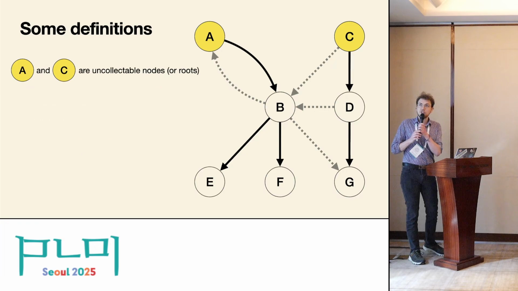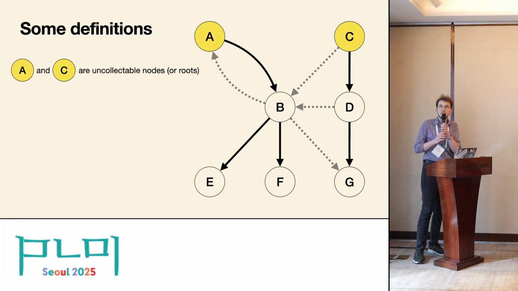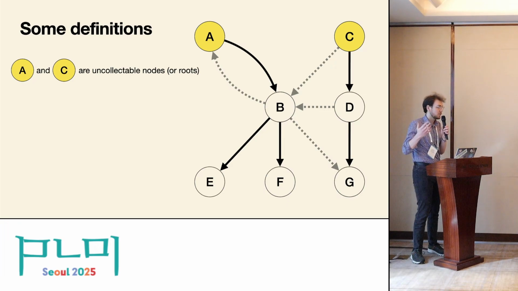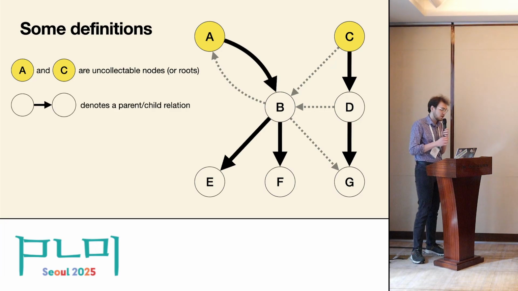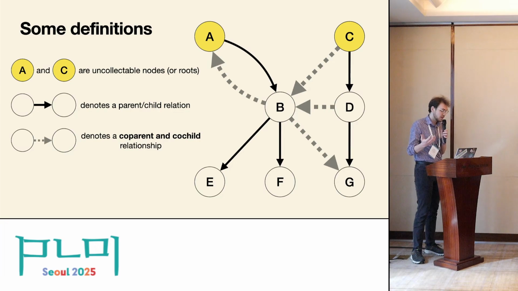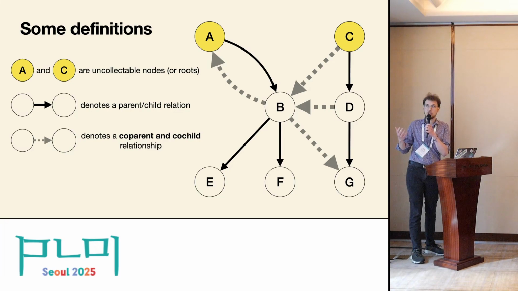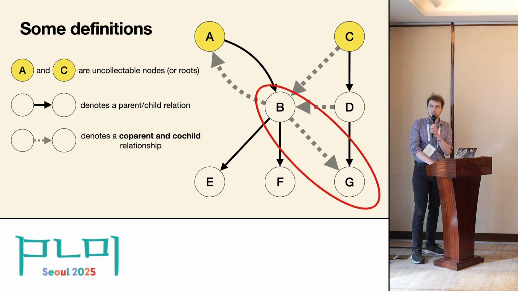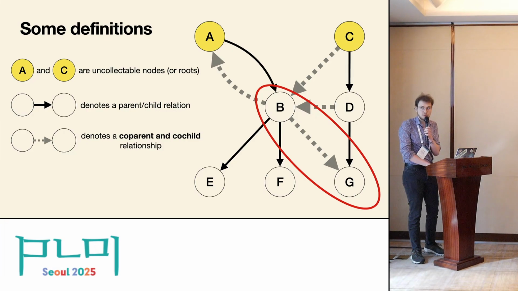So now let's go over some definitions. Here we will model the roots, or the uncollectible nodes, as yellow in the graph. If we have a black edge, we will call the nodes between them as having a parent and child relationship. So for example, D here would be the parent of G, and G would be the child of D. And we will add another relationship, which we will call the co-parent and co-child relationship, which is the relationship between nodes linked by edges that are not part of the spanning forest. So for example, here B would be the co-parent of G, and G would be the co-child of B.